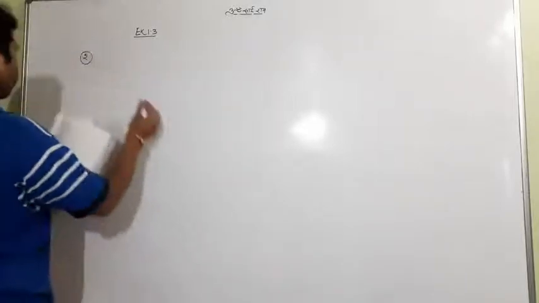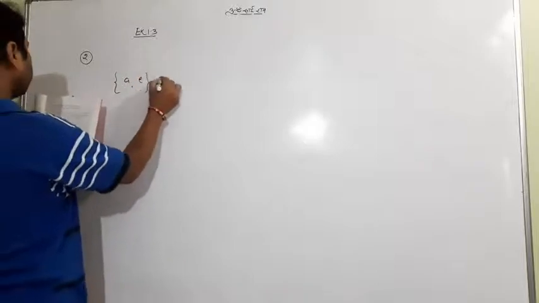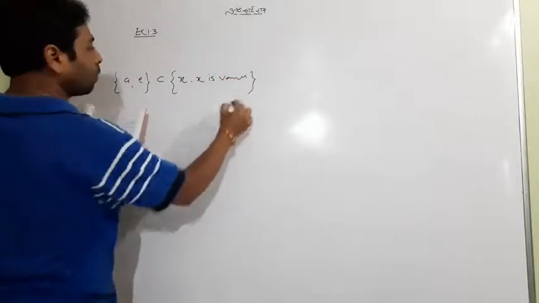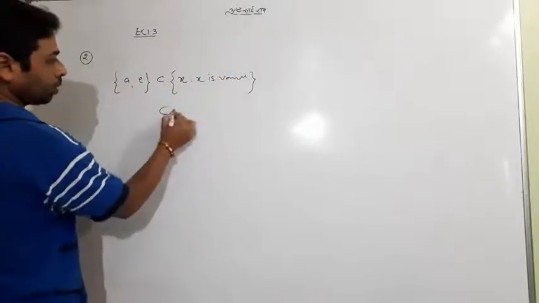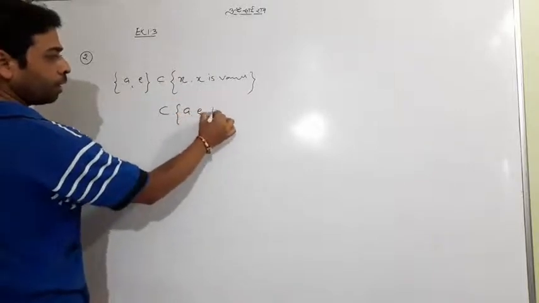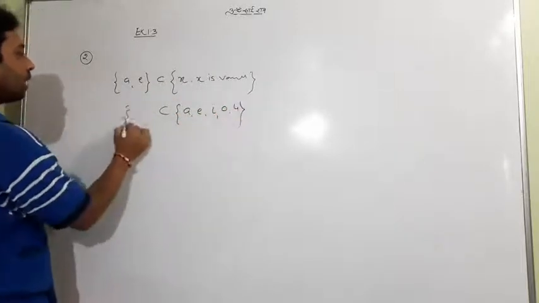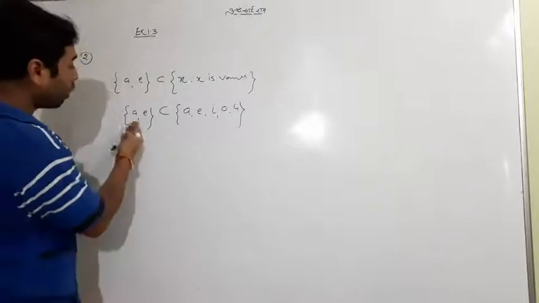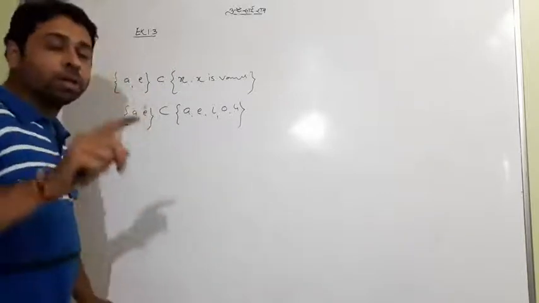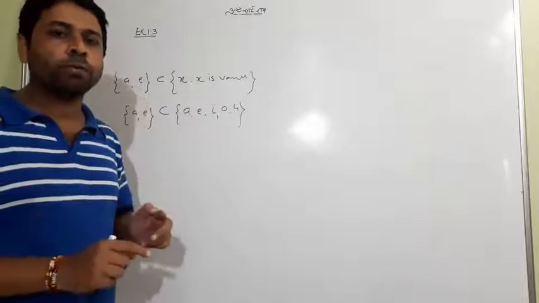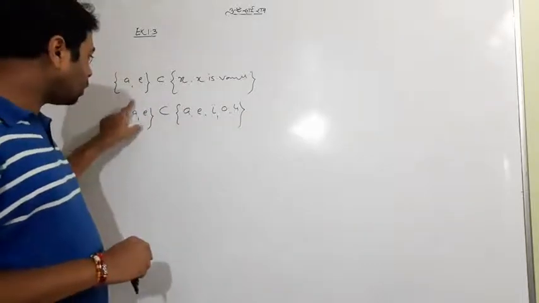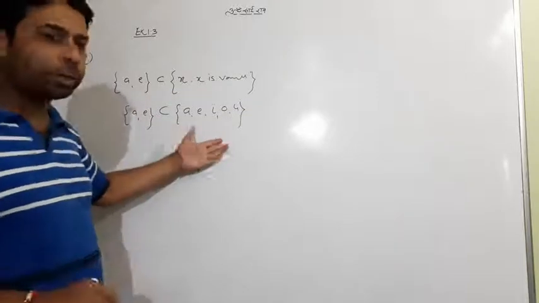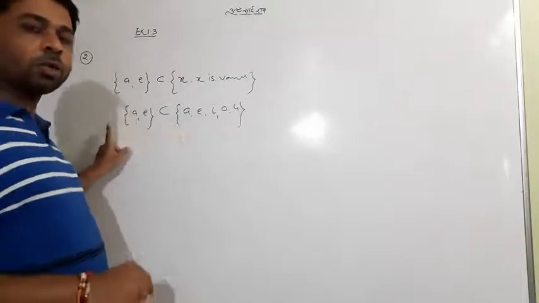Okay, now what about the next question? AE is a subset of X such that X is the vowels of the English alphabet. It's very simple. X is the vowels A, E, I, O, U, and this is AE. So one can simply predict that yes, AE is a subset of this because all elements of this are also elements of this. My last sentence is very powerful and important: when this set is a subset of this, each and every element of this set is also an element of this set. AE is also an element here, so it is called a subset of this.